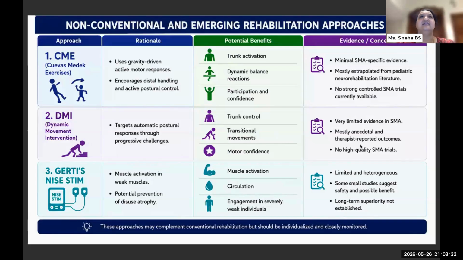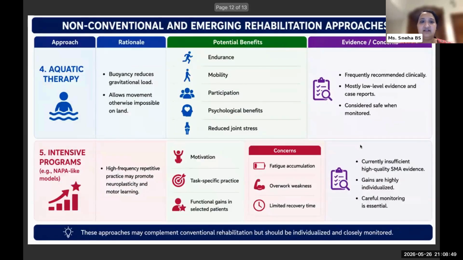NISTEM, in my opinion, I think it's very good because even with MMT 0, 1, and 2, NISTEM gives a very good opportunity to keep the muscles active. So yes, NISTEM is something personally I would prefer over more dynamic therapies.